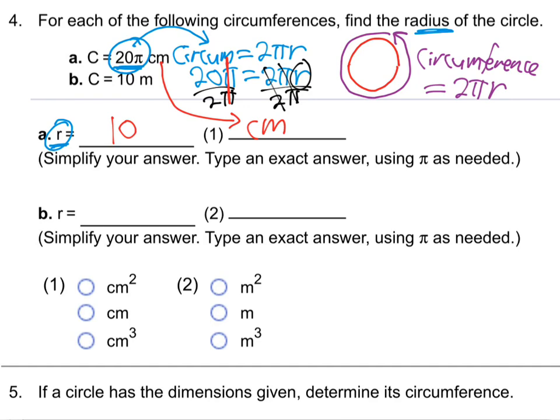So the radius would have to be 10. See how we did that? We just took the circumference equals 2 pi r formula, plugged in the circumference they gave us, and divided by 2 pi to get r. Let's try part B. It's going to be very similar.